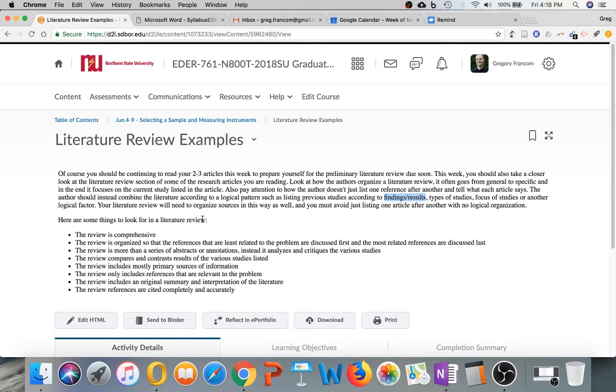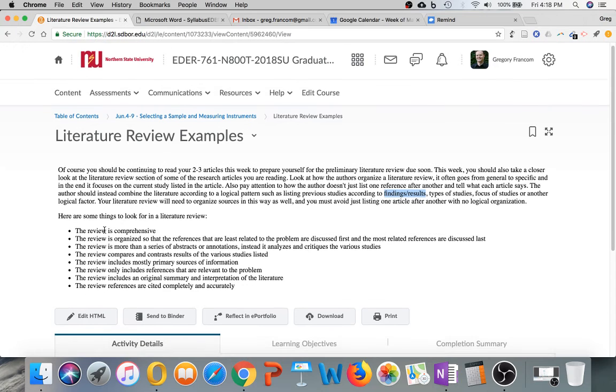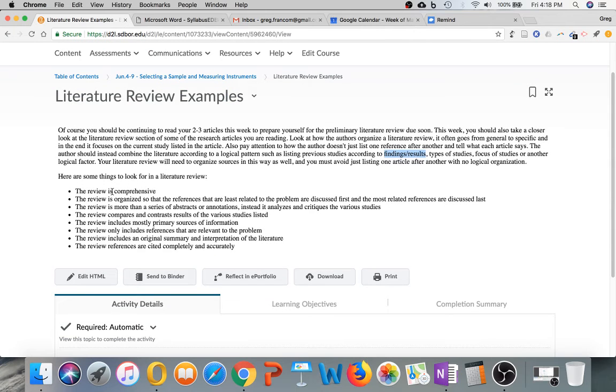All right, so here are some things to look for in a literature review. Is it comprehensive? Meaning, does it cover all the literature in that area? Is it organized so that the references that are least related to the problem or the study that's being reported in the current article are discussed first, and the most related references are discussed last? So again, it goes from general to specific. Let's see, the review is more than a series of abstracts or annotations. Instead, it analyzes and critiques the various studies.